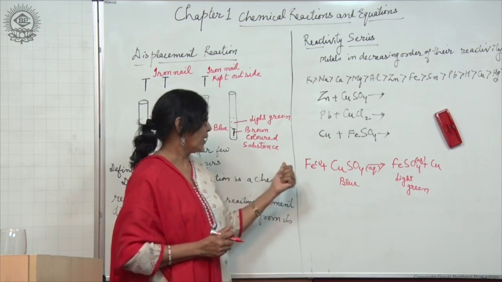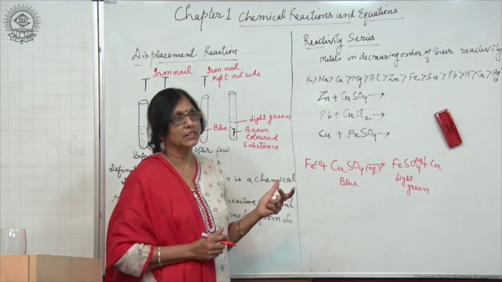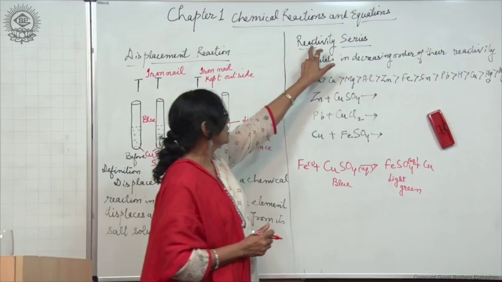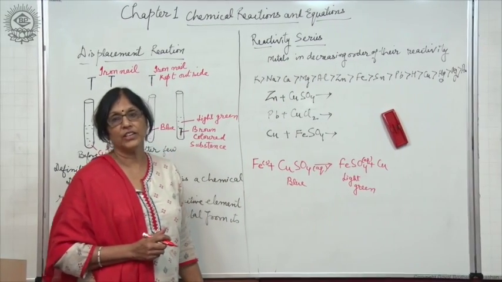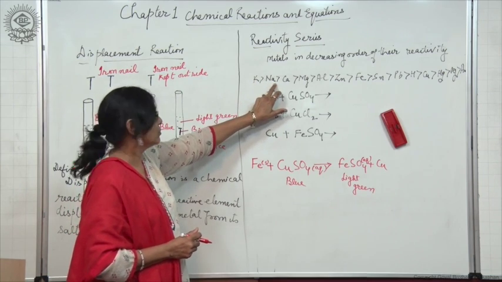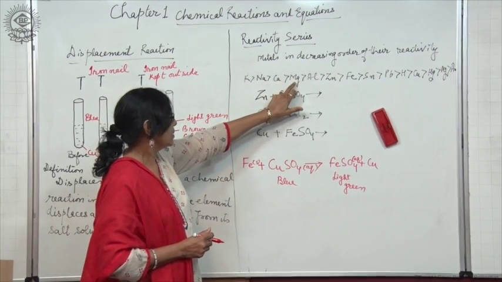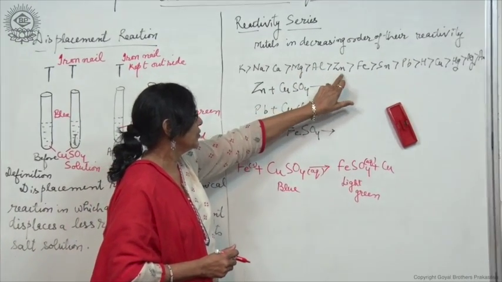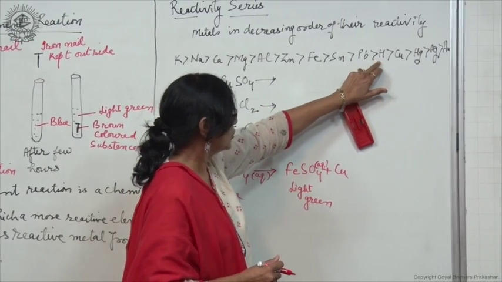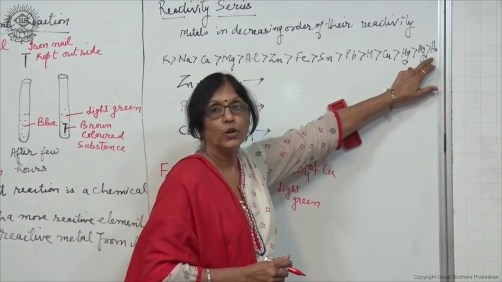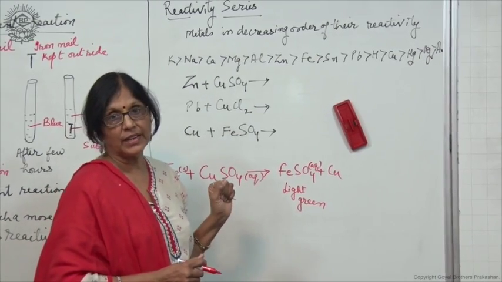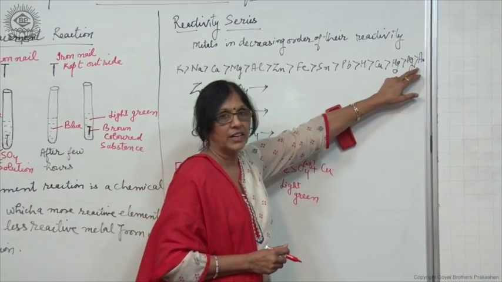Now, how to find out which metal is more reactive than the other, you should know the reactivity series. Reactivity series is the arrangement of metals in decreasing order of their reactivity. Potassium is more reactive than sodium, is more reactive than calcium, then magnesium, aluminium, zinc, iron, tin, lead, hydrogen, copper, mercury, silver and gold. These are the symbols written. Potassium is the most reactive metal and gold is the least reactive metal.